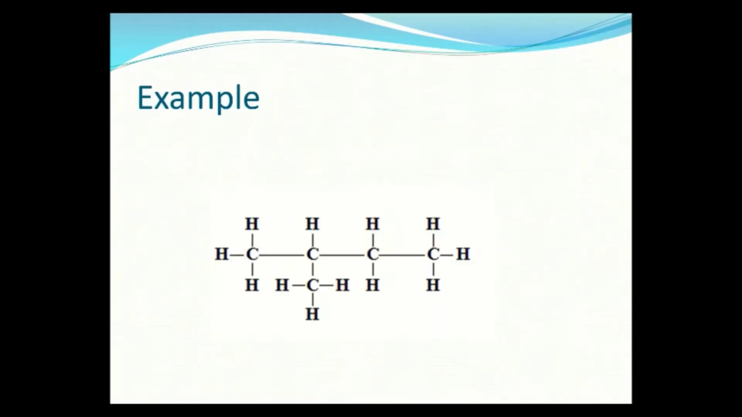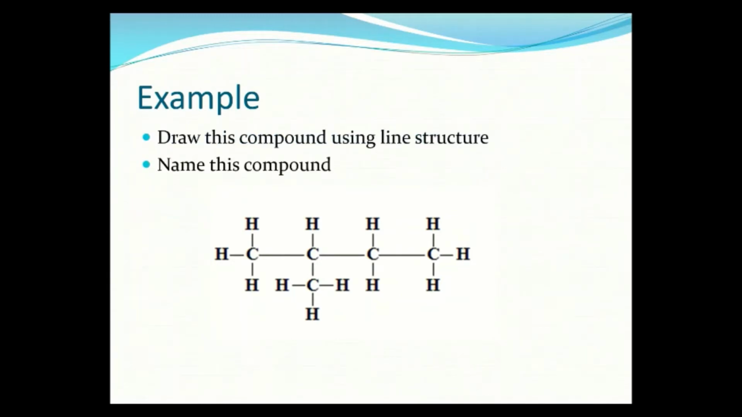So I will go through this one. I will do some examples. We're going to name this compound, or we're going to draw it using line structure, and we're going to name it. So let's start off with drawing it with line structure. So we have 4 carbons here. This is our parent here. And then we have a branch that sticks off. So if I wanted to draw this with a line structure, I would go 1, 2, 3, 4, right?